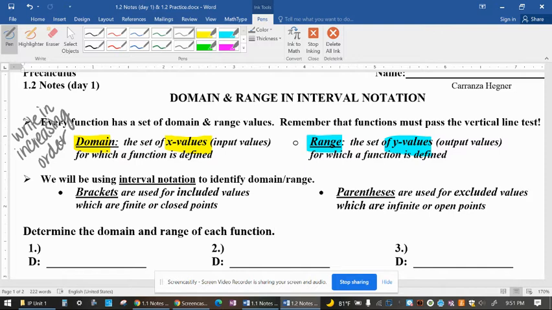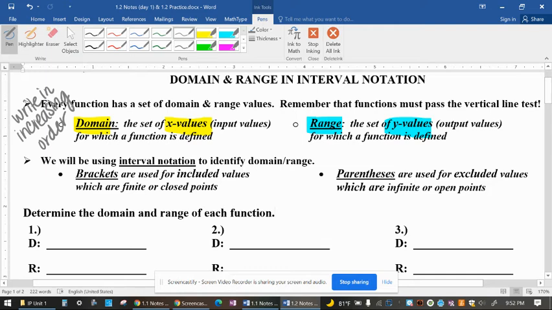Okay, in other classes, you may have used set notation, but this year we're going to focus on interval notation, and that requires you to use brackets for included values and parentheses for excluded values. Now let's think about brackets first. Brackets means that your function stops or hits an exact point. Parentheses are when your function approaches a certain value. So infinity, a function will approach infinity or go infinitely to the left or to the right, but will never reach the end because there's no end in infinity.